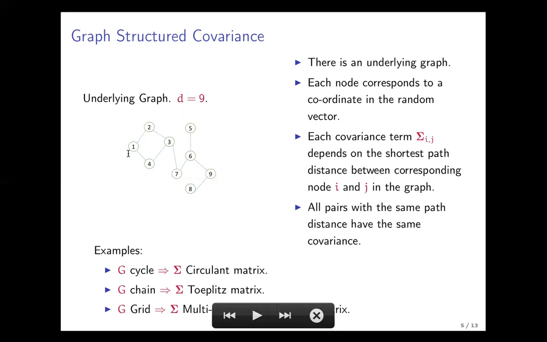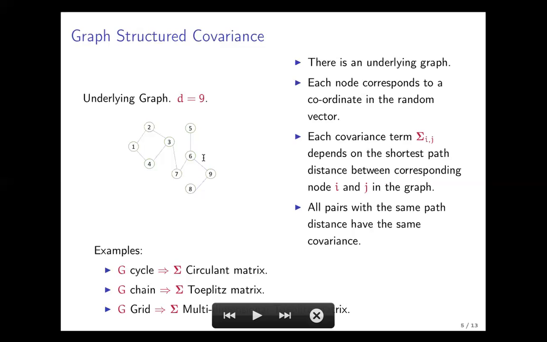So the covariance between, say, node 1 and 3 depends on the shortest path distance, which is 2. Also, all pairs with the same path distance have the same covariance. That means the covariance between 1, 2 and 2, 3 are the same, as they have the same path distance, which is 1.